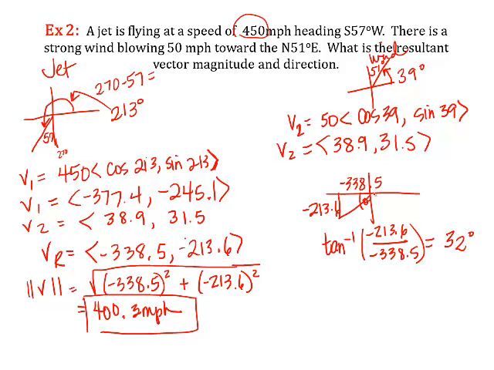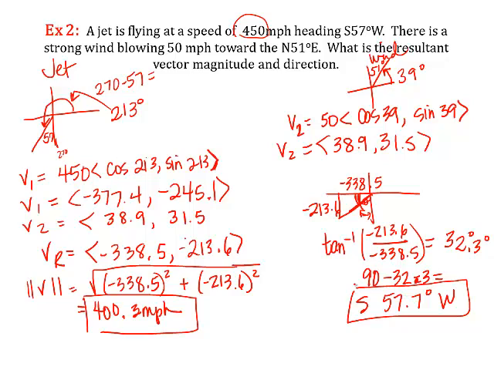Now, that angle of 32 degrees is the angle between here and the x-axis. I need the angle between the y-axis and that. So all I really need to do is then take 90 minus that 32. It's 32.3, sorry. 32.3, and that'll give me my correct angle. So my real angle is 57.7 degrees, and it's going to go in the southwest direction, okay? Southwest direction.